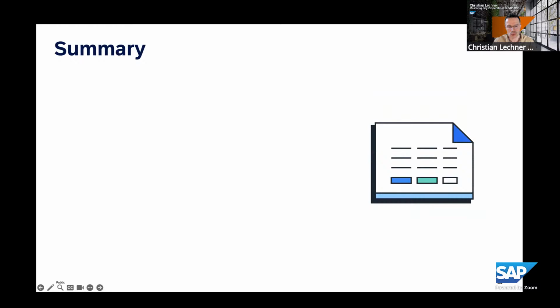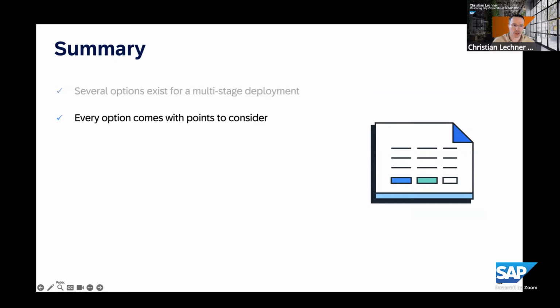And with that, we have presented you the three options that you have. There are, of course, variants in between, but I think those are the three most prominent points to stress. So what you have seen within this session is that you have several options to make such a fully automated multi-stage setup possible. Every option comes with points to consider. So you really have to look at the options, wrap your head around them, and make a conscious decision.